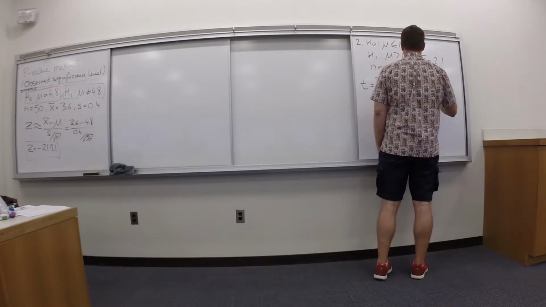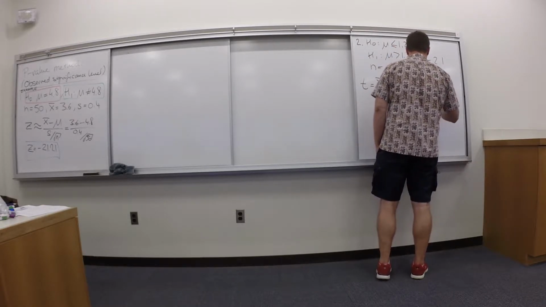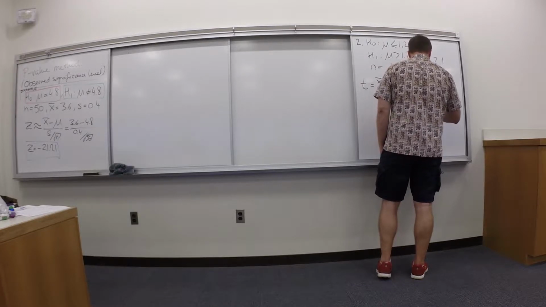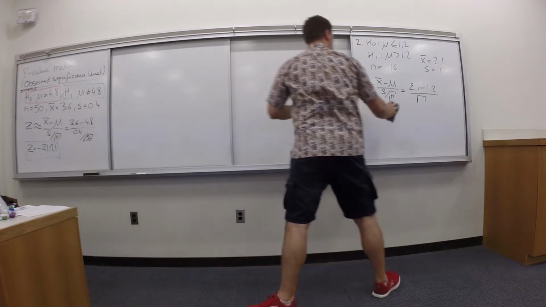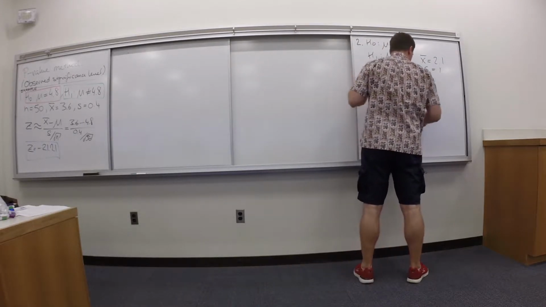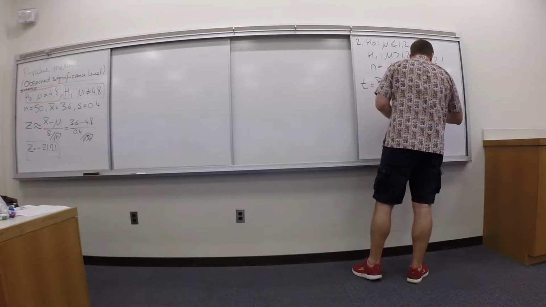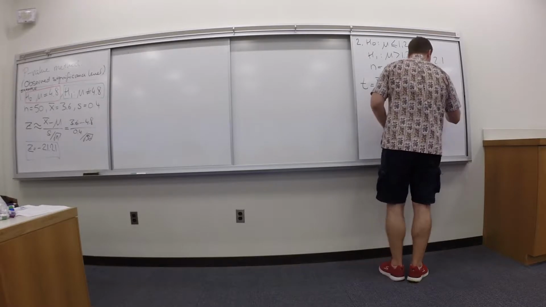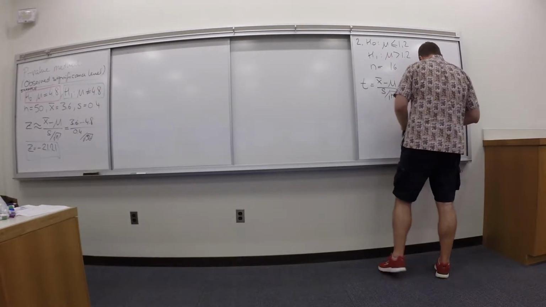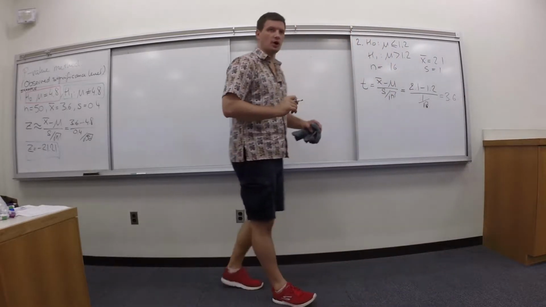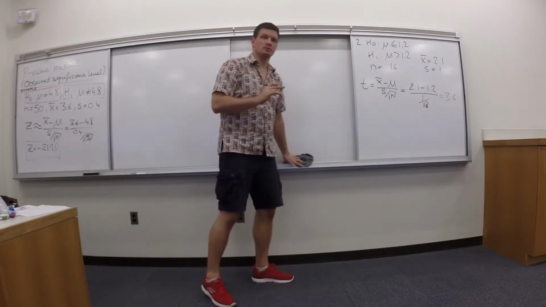2.1 minus 1.2 divided by 1 divided by square root of 16. And that came out to be 3.6. Yes? Okay, so that's question 2.